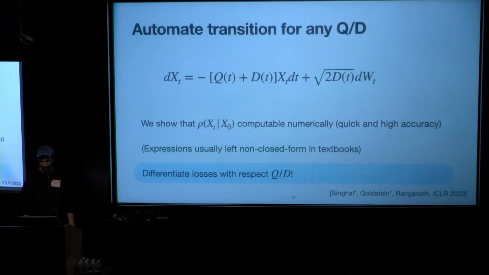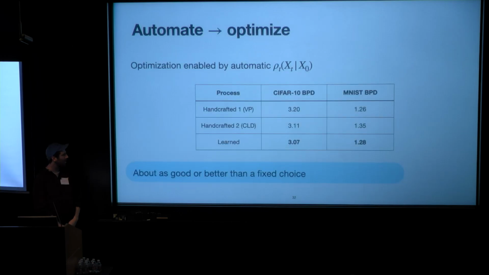And then the idea is, because the transition densities of linear SDEs are multivariate Gaussian, they're reparameterizable, and you can get reparameterization gradients for Q and D, so you can just optimize them in a score matching loss. And when you do this, again with the same neural networks and learning rates and everything, you get down to about 3.07 for CIFAR and 1.28 for MNIST. So this satisfies the criteria of being about as good or better than the fixed choices.